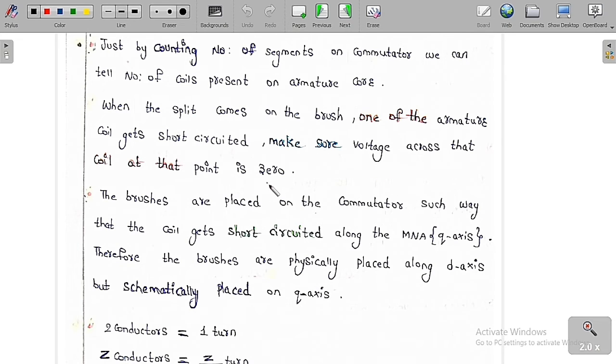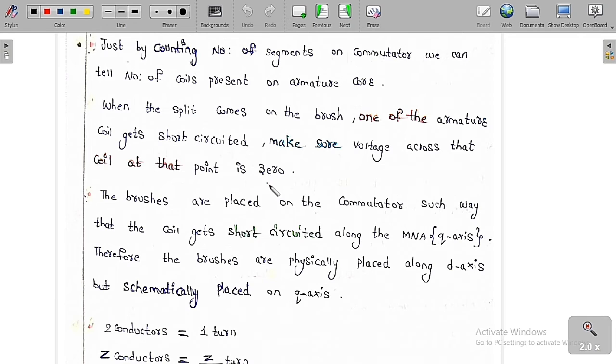As I already told you, across two commutator segments there is an insulator. Whenever the commutator is moving across the brushes, at one instant the brush is going to pass over both segments. If a brush is intersecting both the commutator segments, there is a short circuit, so the coil present there will get short circuited. We have to make sure that at that instant the voltage across that coil is equal to 0. Otherwise, if it is not 0, a spark is going to occur. So whatever coil is undergoing commutation, make sure there is no voltage induced in that coil at that point.